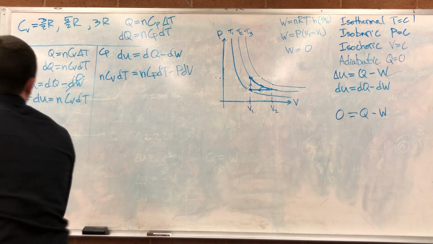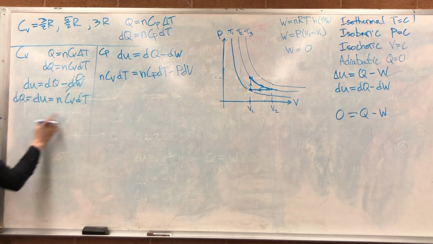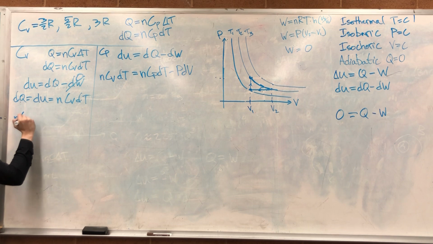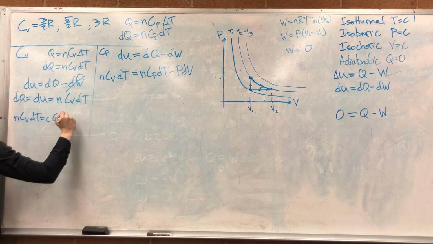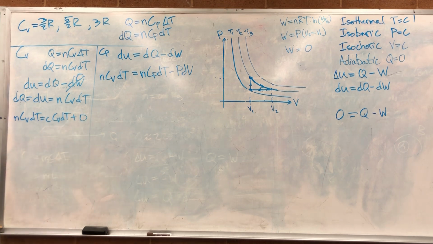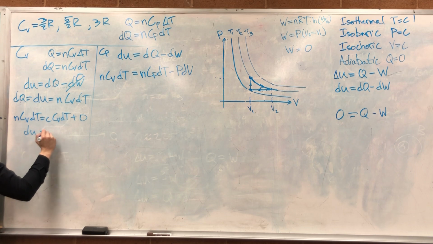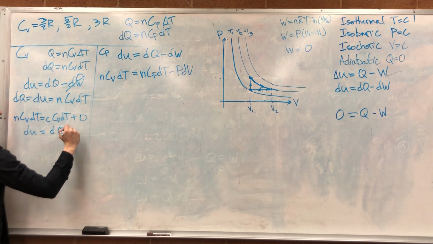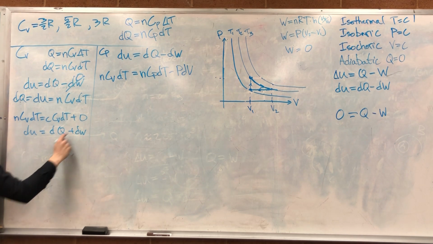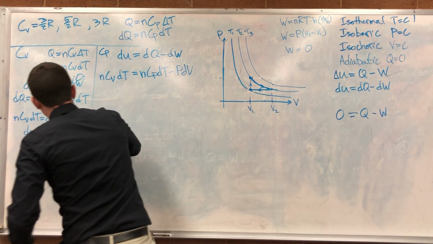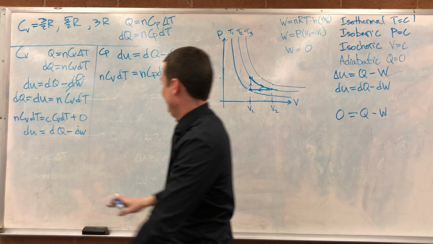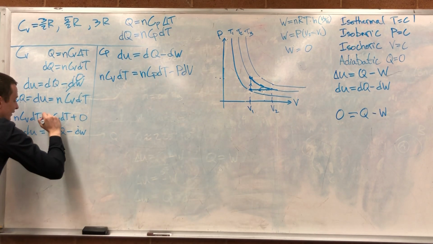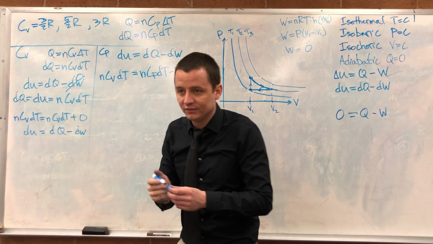Let me write the equation. This equation over here is this. So this is our dU is equal to dq plus dw. We wrote a C instead of an n. Or minus. I wrote n. Thank you. Is that helping?